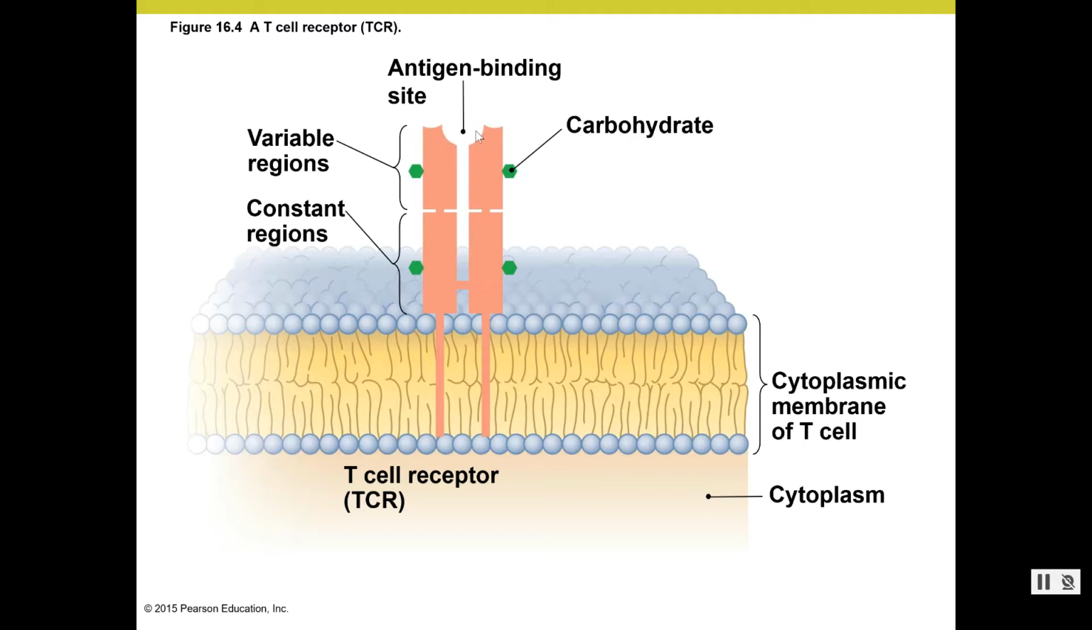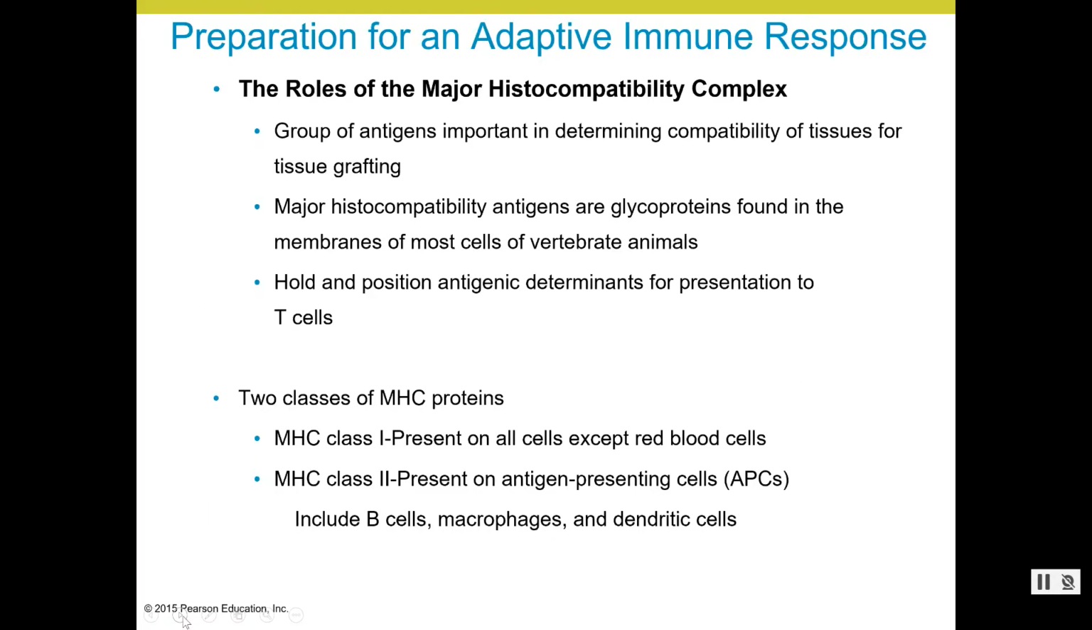All right, but it can't just find an antigen out in the body. It has to have that antigen bound to something, and that's where the MHC complex comes in. These are major histocompatibility complex, MHC, and they are glycoproteins that are found in the cell membranes of most vertebrate animal cells, and their job is to hold and position that antigen, that antigenic determinant, that piece, for presentation to the T cells.